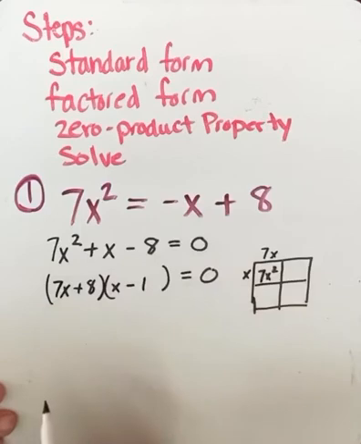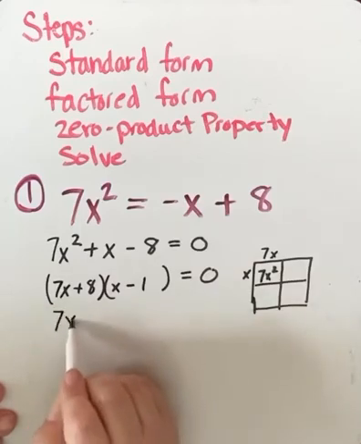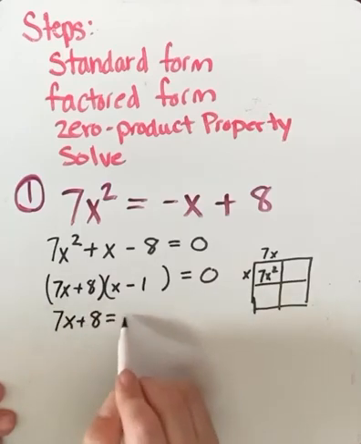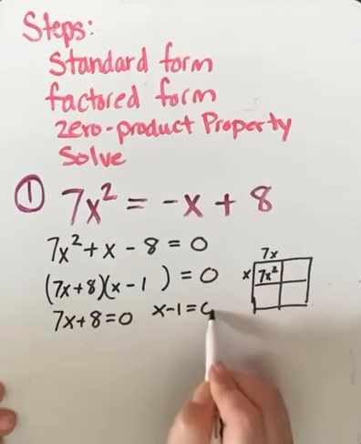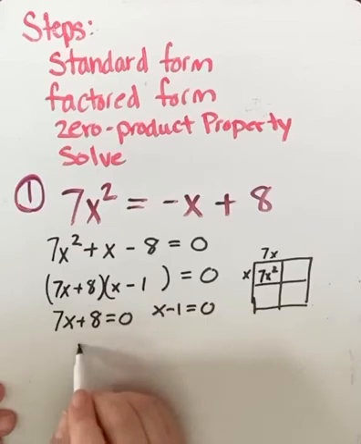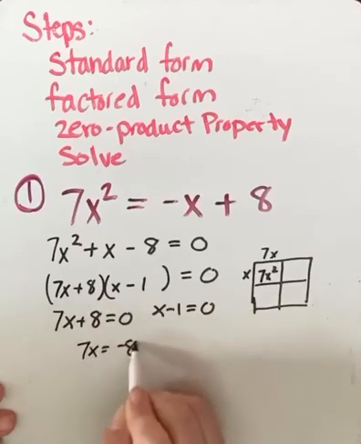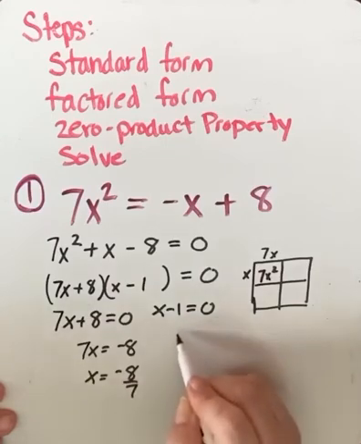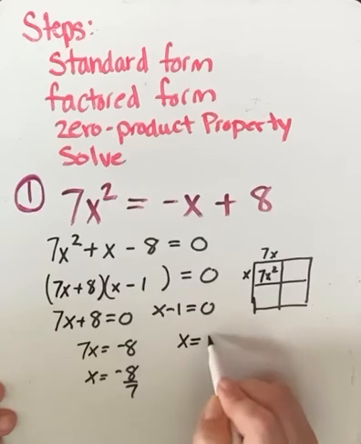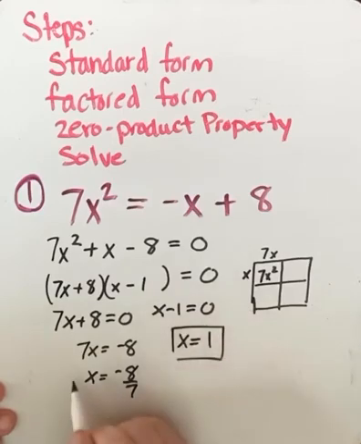is negative 8. We're now going to take the zero product property, set this equal to 0, as well as this factor equal to 0. And now we can solve to find out that we have one root located at negative 8/7, and we have another root located at 1.